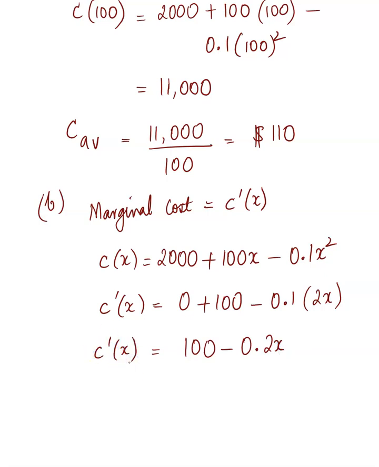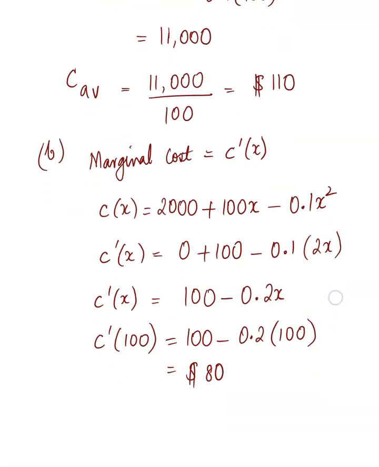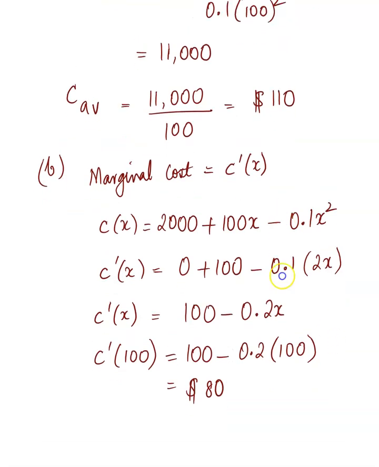But they wanted us to find the marginal cost when 100 washing machines are produced. So the marginal cost of 100 washing machines will be 100 minus 0.2 times 100. Plug in for x as 100. That gives us $80. The marginal cost of producing 100 washing machines.